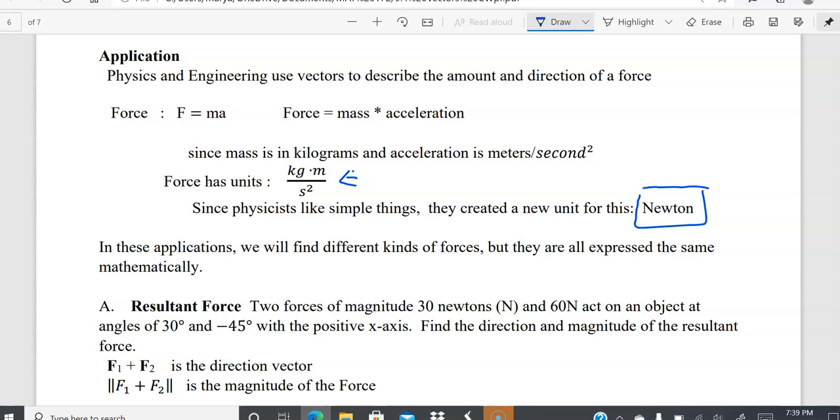Another unit to describe force is the pound, and that's because weight, in pounds, is actually the force due to gravity.